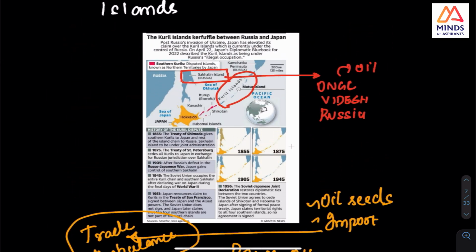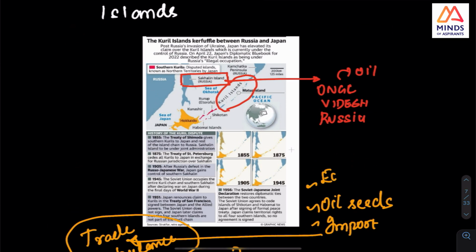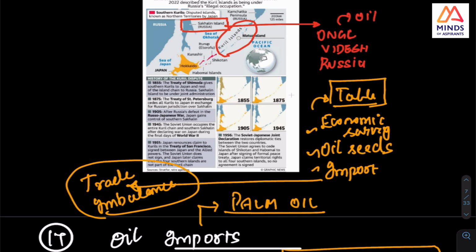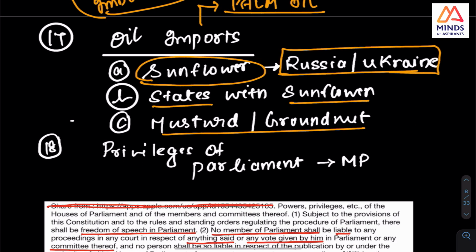In the Economic Survey, maybe someone can share it also. I can share it in the group, maybe in the Minds of Aspirant group. In the Economic Survey there is a table that shows whether this import is high. I will share that. Okay, so now come to this.